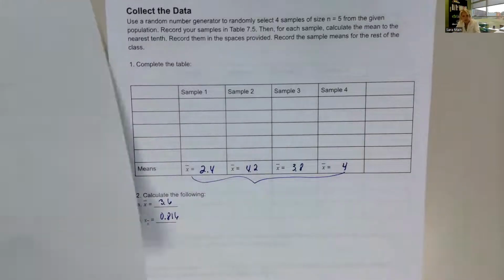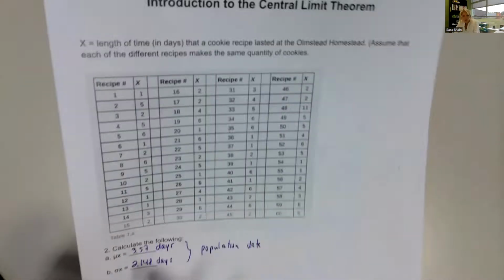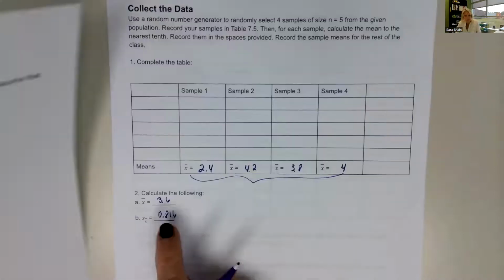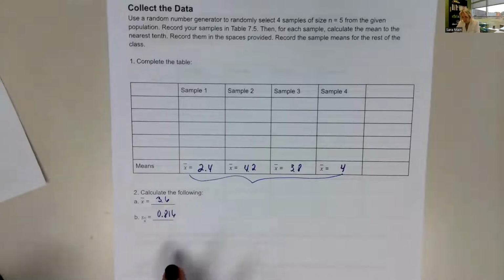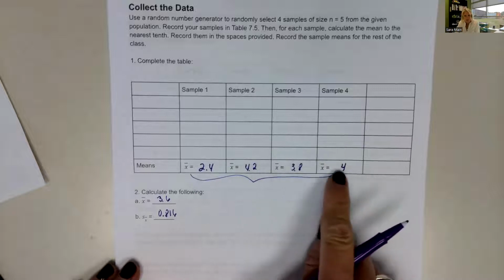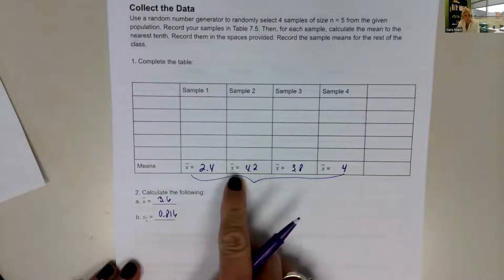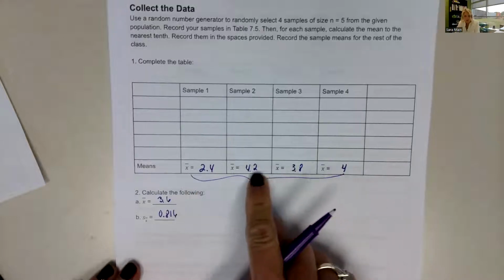Okay, notice that the average number of days that the batches lasted still was close to the original population mean of 3.57. Our average of the samples came out to be 3.6. However, the standard deviation is much smaller because these samples should be pretty alike. Even though one is going to have a low number of days, one is going to have a higher, they're not varying from each other very much.